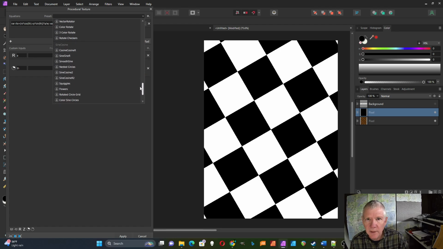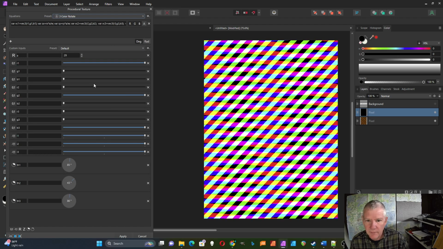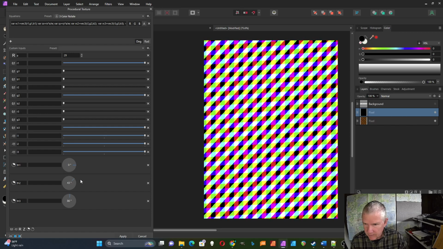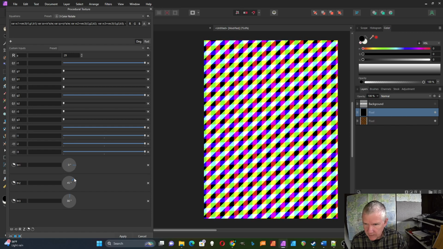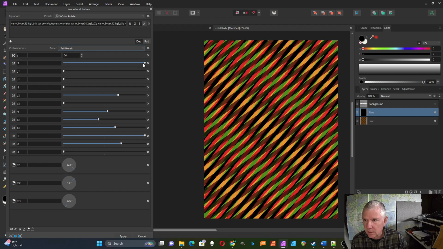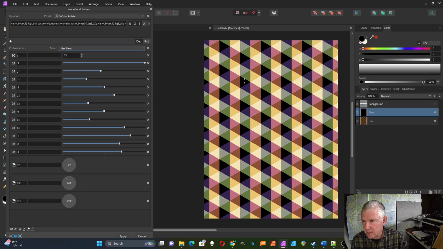Right, I set up a couple of filters using this. So I'm just going to look at a 3-color rotate. So in this case, I created 3 different angles so that I can have 3 different arbitrary angles for my 3 different colors here. And here's some patterns that I created with those. Like that, or like that. In this case, I'm just using stripes.